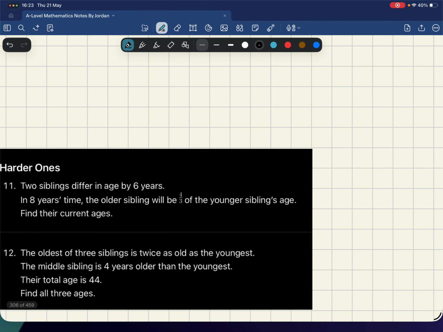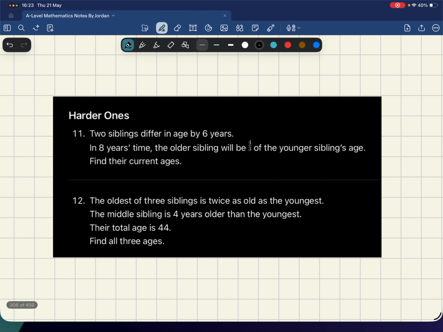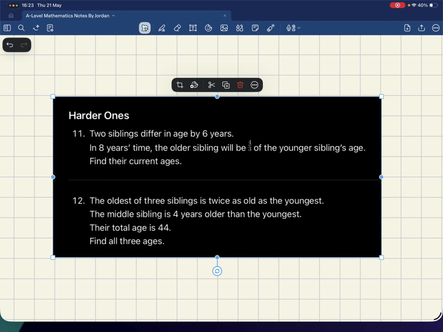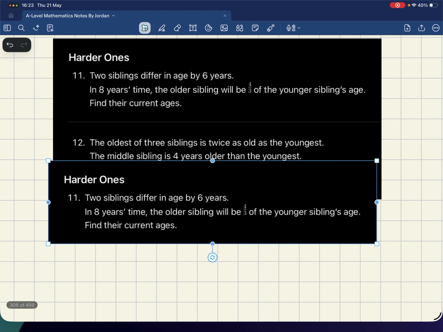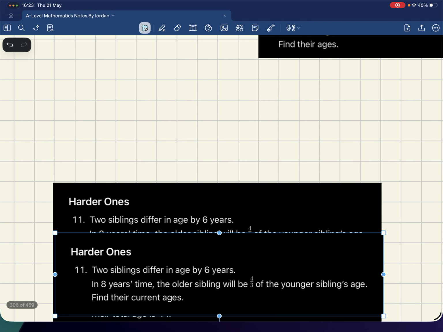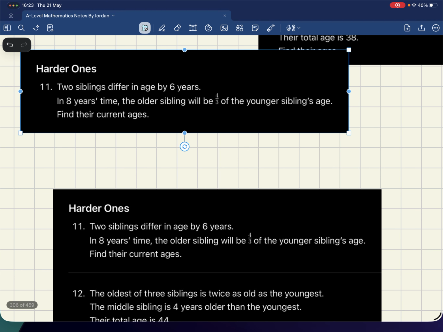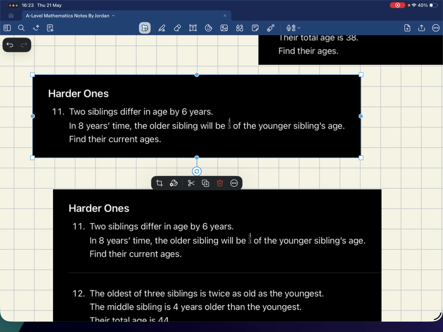Okay, last thing I'm going to do is look at doing a harder one. So I will actually do number 11 here. You just crop that out, so we can really just focus on doing that one.